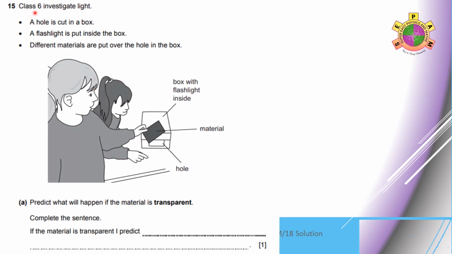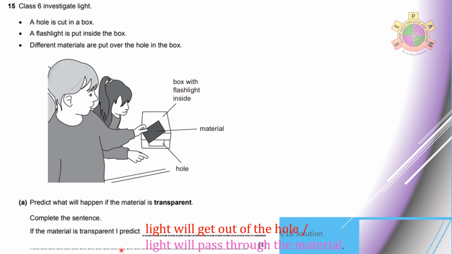Question 15. Class 6 investigate light. They make a hole in the ball and then put a material to block it. Predict what will happen if the material is transparent. Light will pass through and get out of the hole. Light will pass through the material.